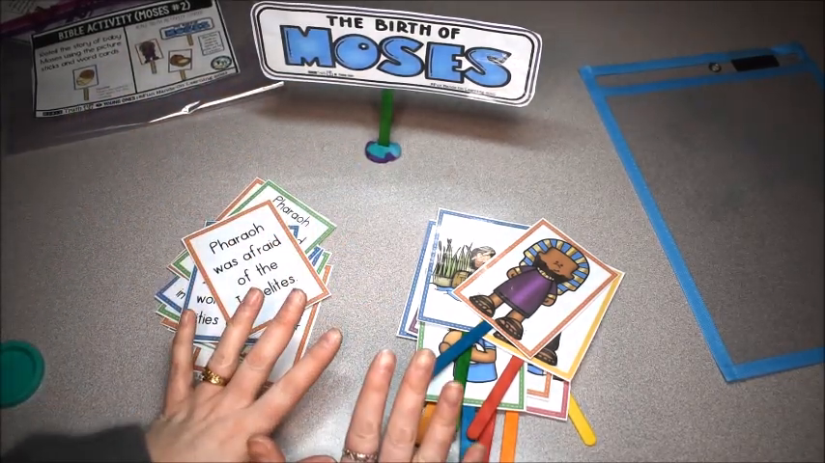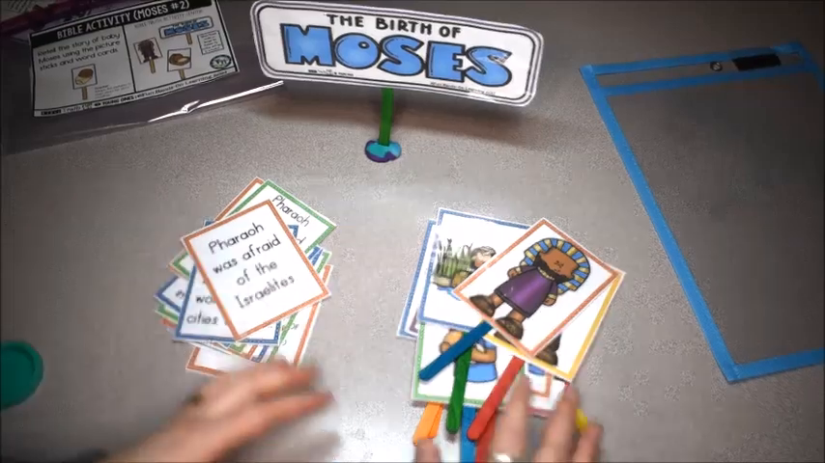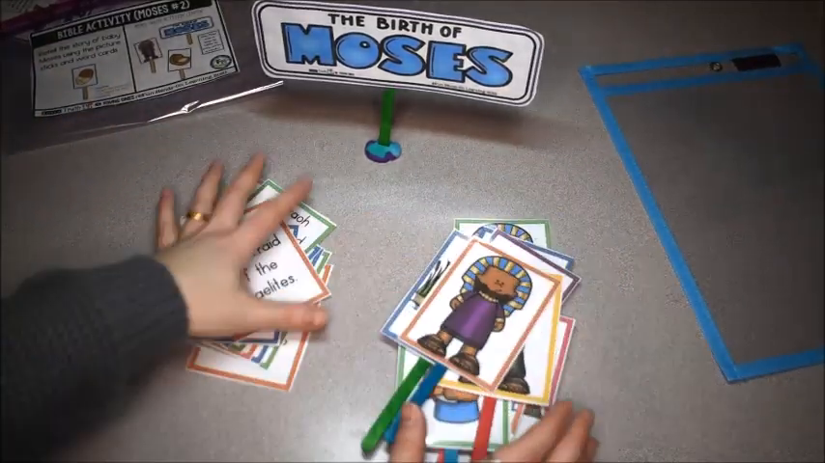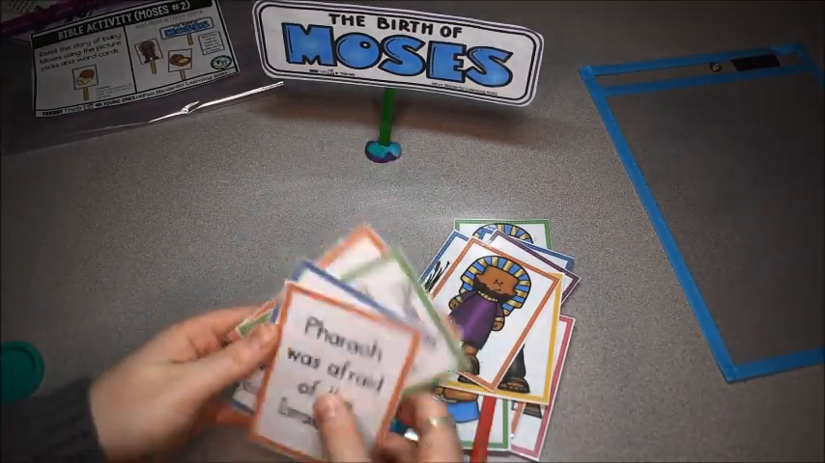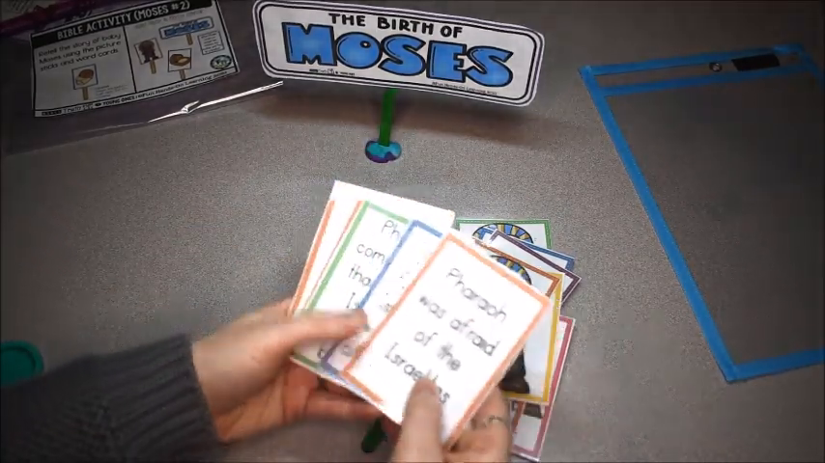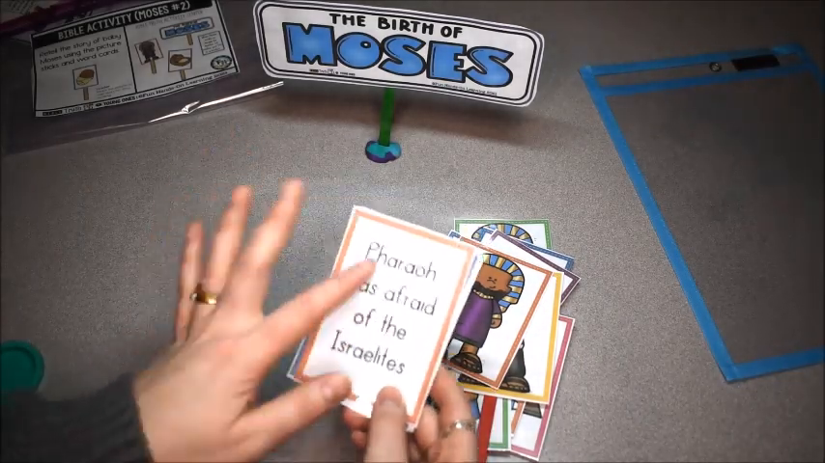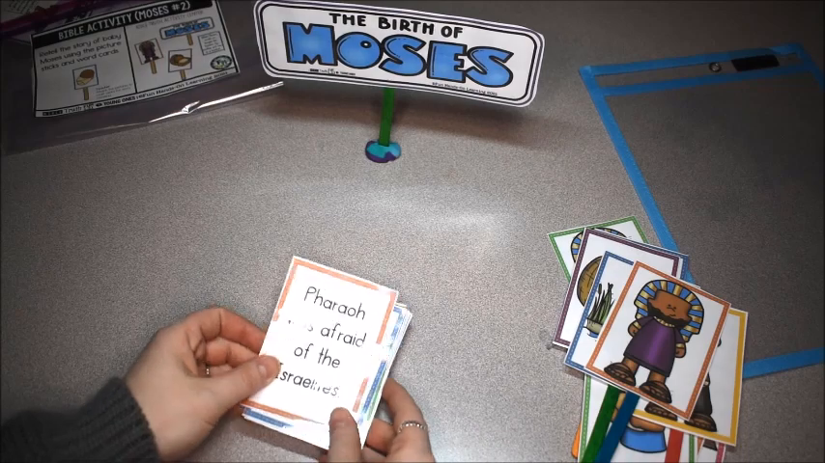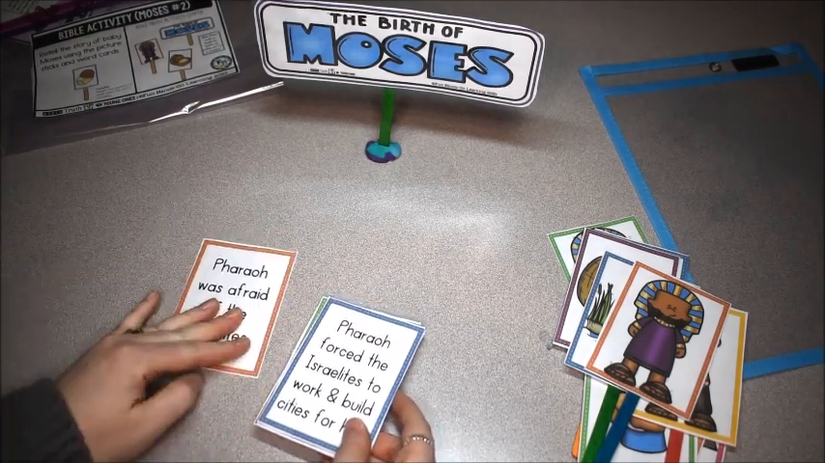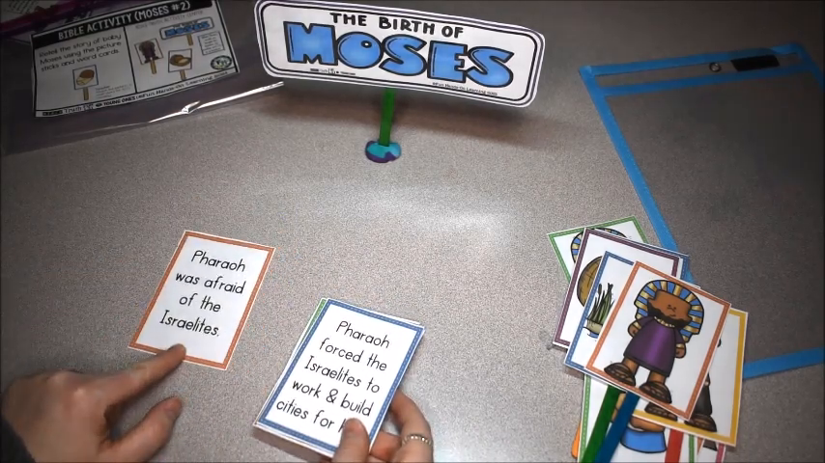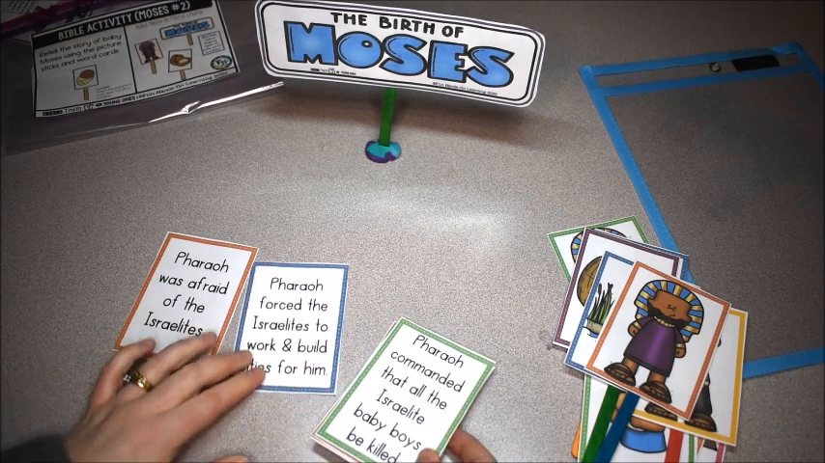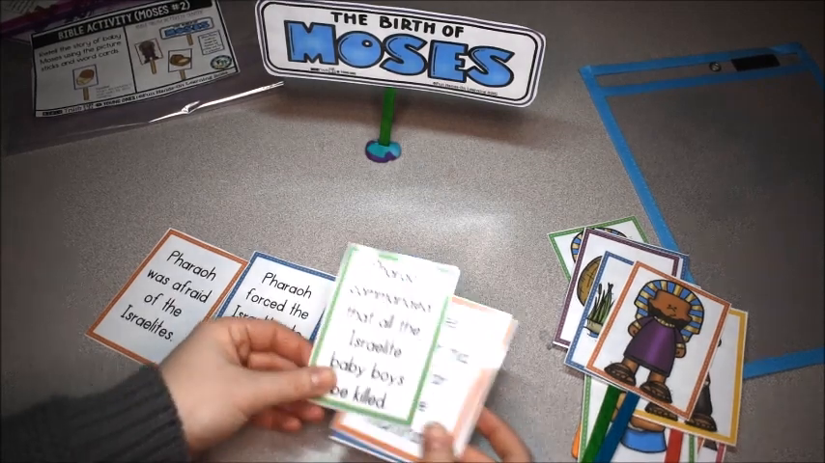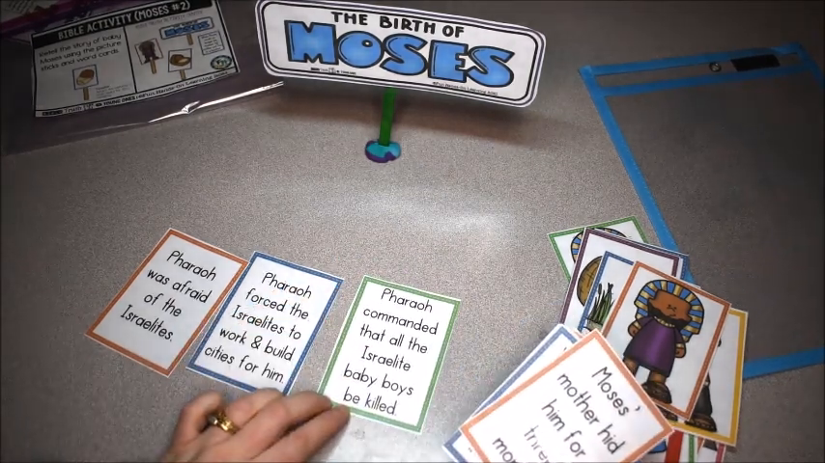So here is my title. And then what the children are going to do is they are going to put the story in order, or they can just basically retell the story using the picture cards and the story cards. All right, so I already put all of the story cards in order, but the children are going to have to put them in order. And so what you have them do is you put them in order and I will place them down. So the first thing that happened in the story is Pharaoh was afraid of the Israelites. Then Pharaoh forced the Israelites to work and build cities for him. Pharaoh commanded that all the Israelite baby boys be killed.